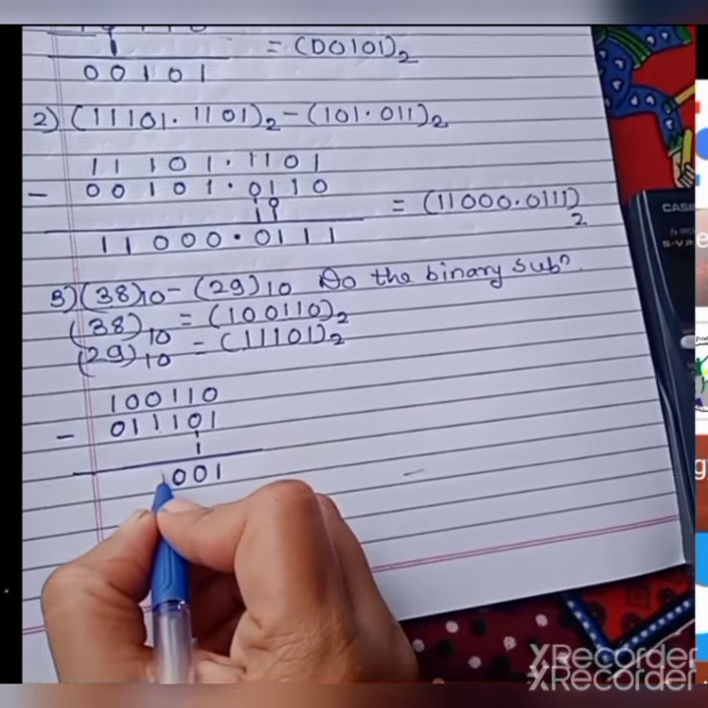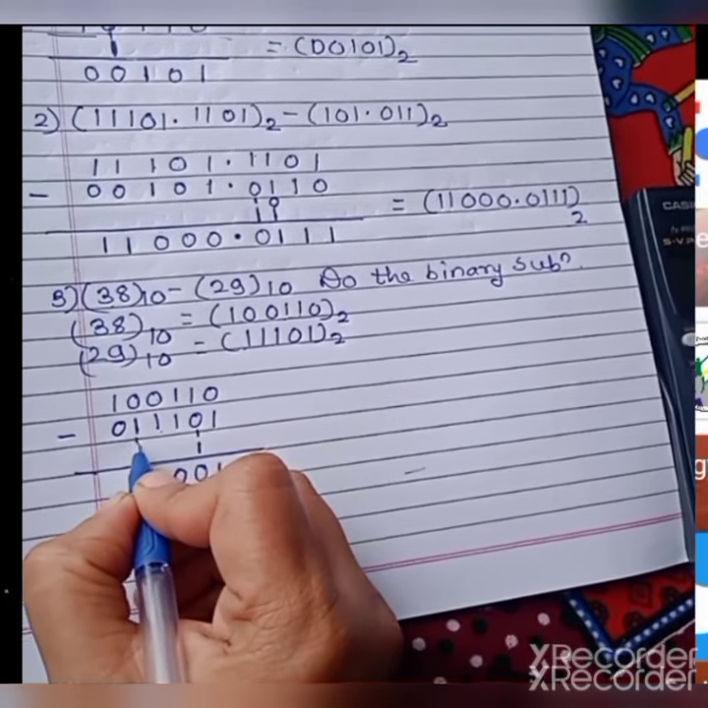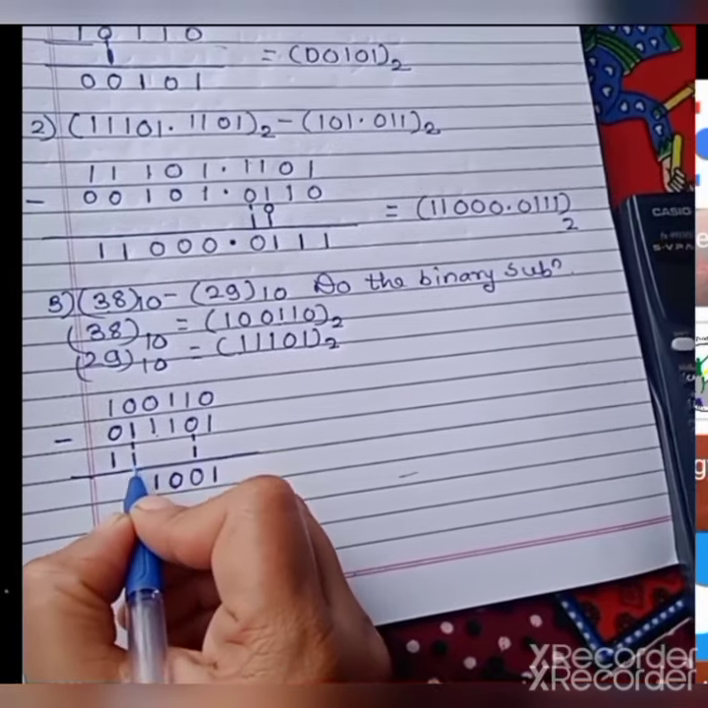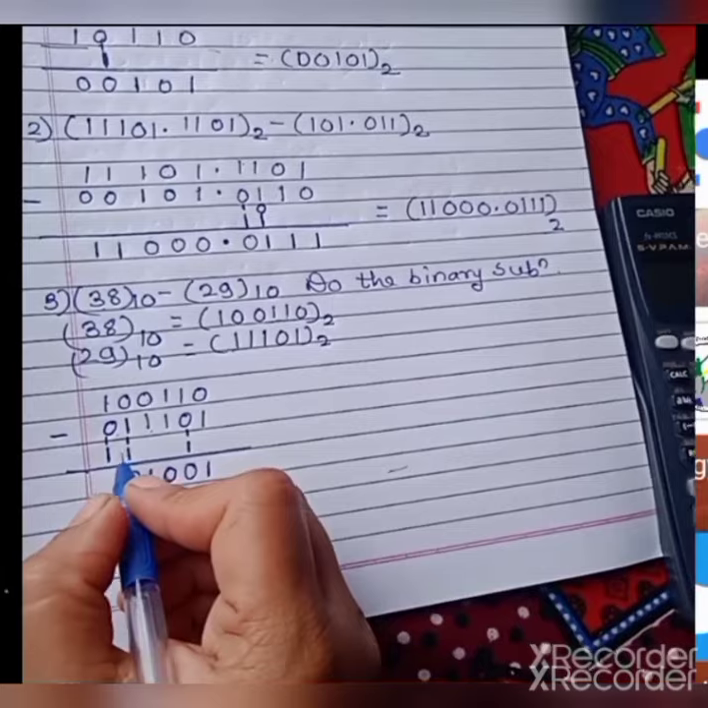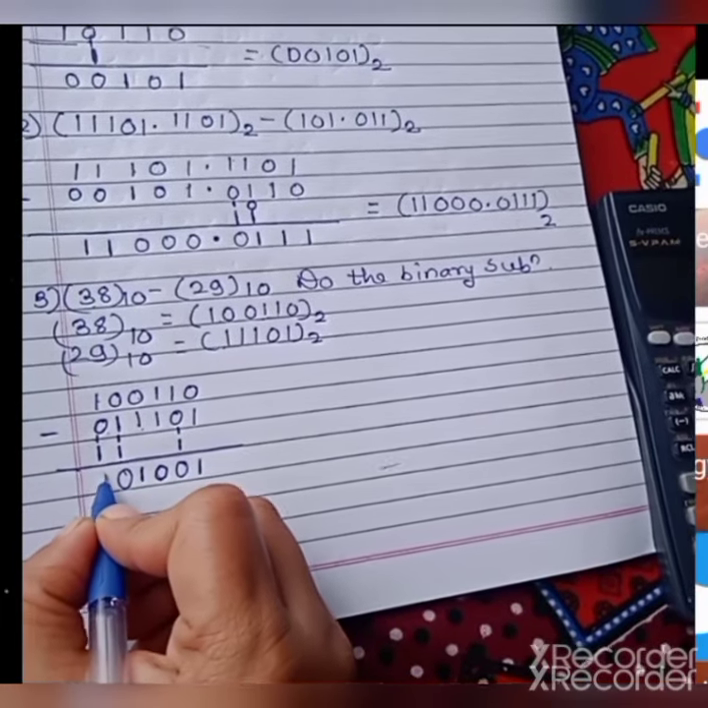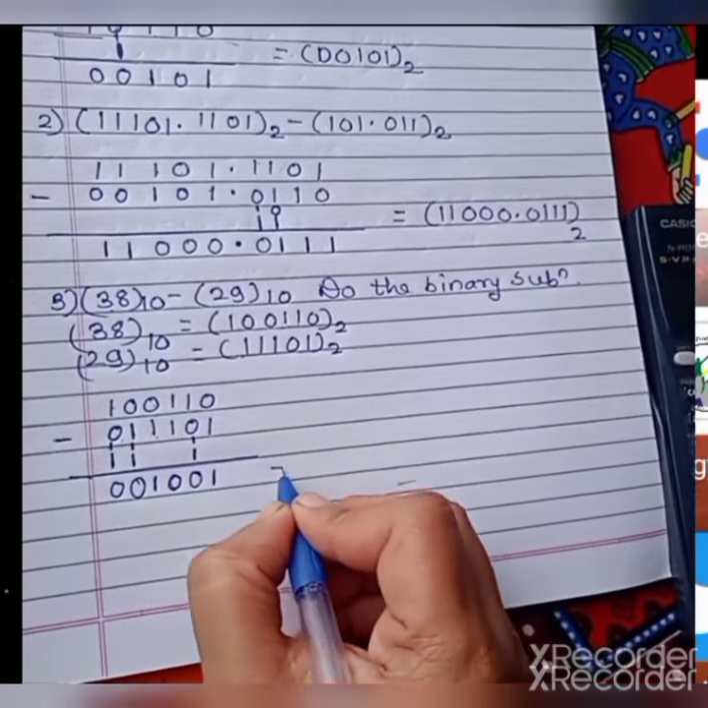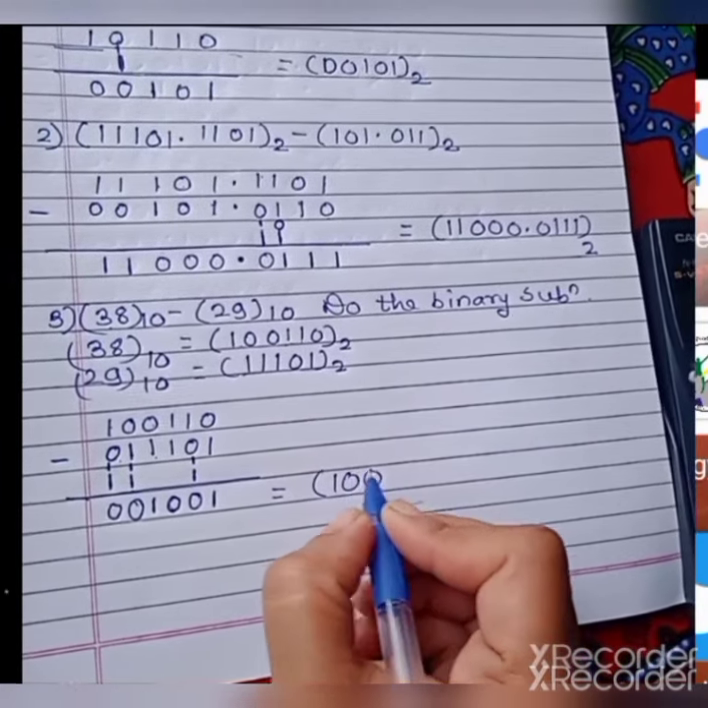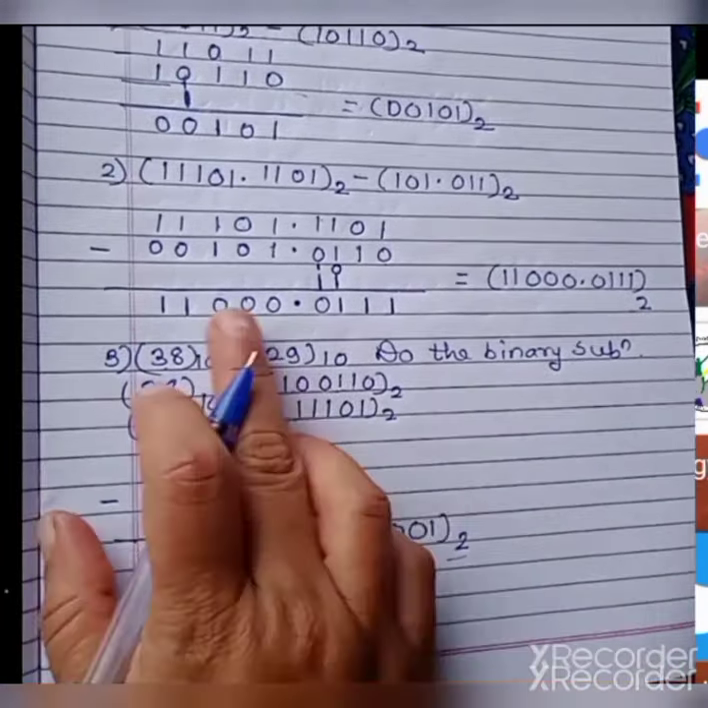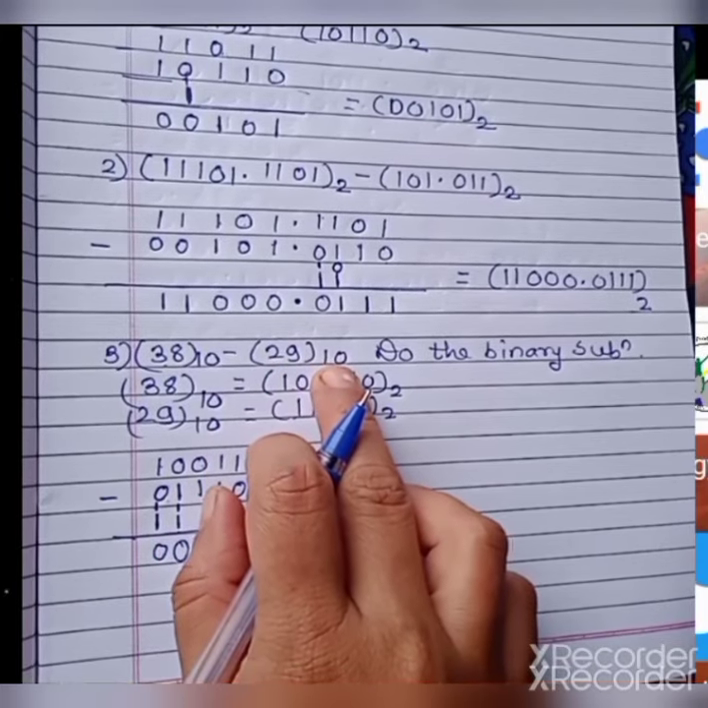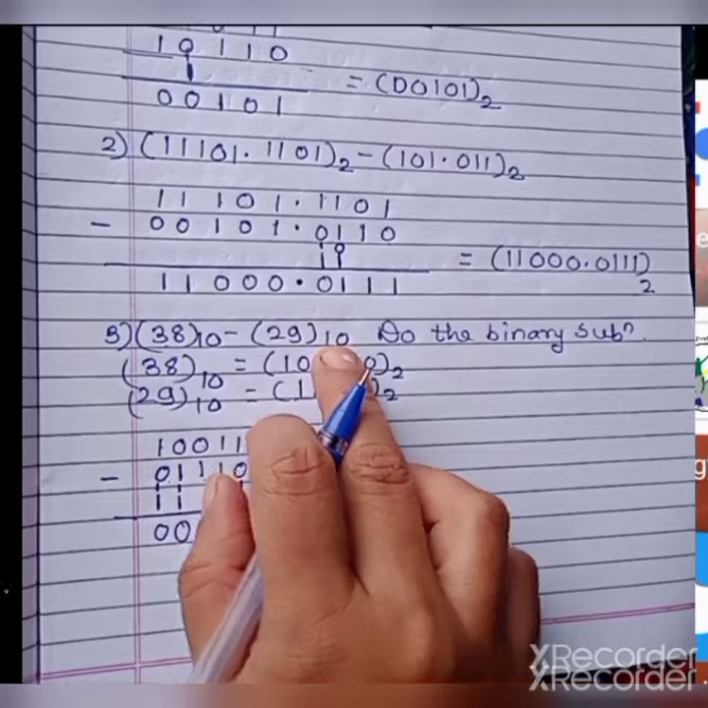0 minus 1, difference is 1, borrow is 1. 0 minus 1, difference is 1, borrow is 1. 1 minus 0, difference is 1, borrow is 0. 1 minus 1, difference is 0, borrow is 0. So the final answer is 1001 to the base 2. See, 38 minus 29 in decimal, the answer should be 9 in decimal, right?